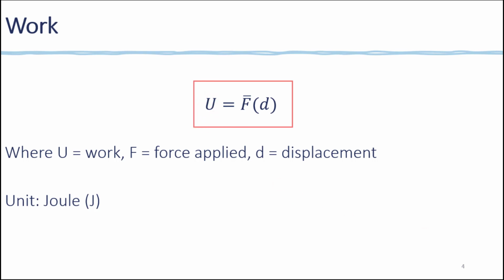Okay, so because work is the product of force and displacement, the units for work are units of force times units of length, typically expressed as Newton meters. But in the international system of units, the joule, which is just abbreviated here by the letter J, is the unit of measurement for work. So you can think of 1 joule as the equivalent of 1 Newton meter.